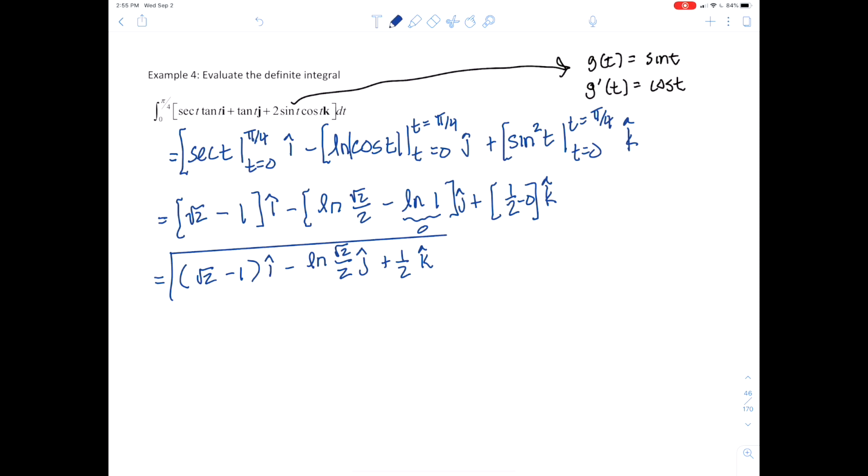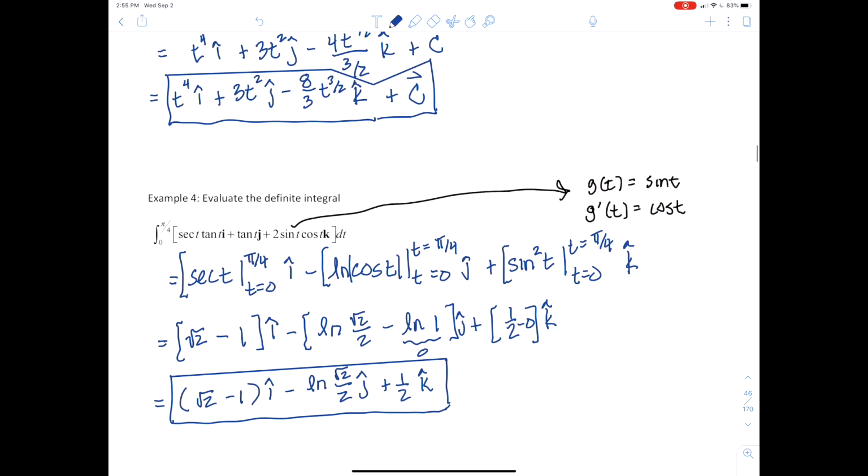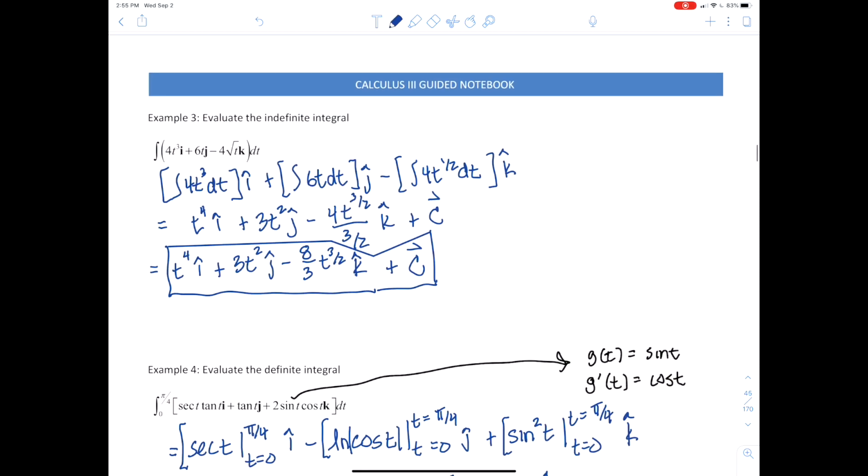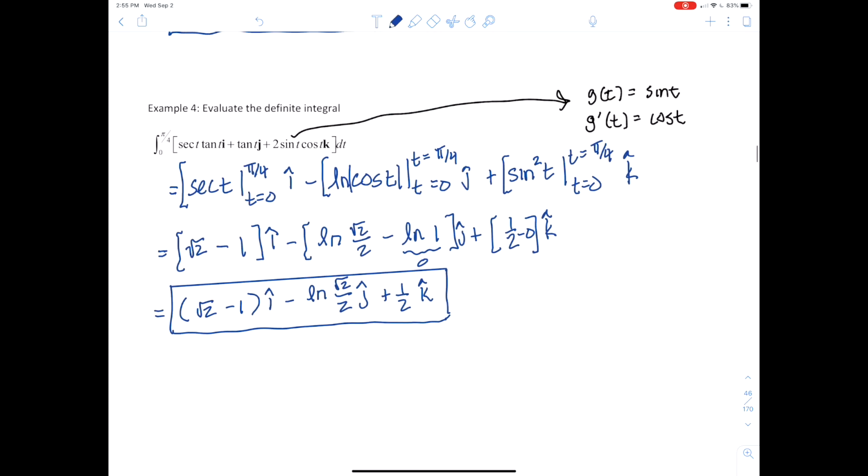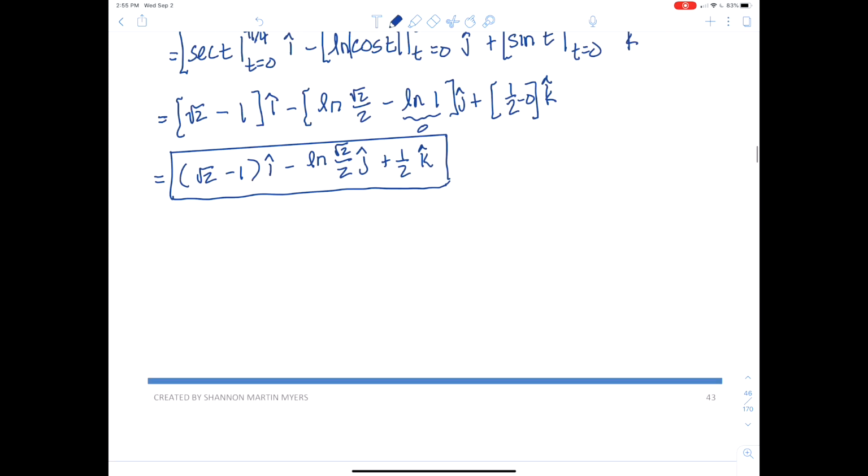Now notice, when you do the definite integral, you get constant coefficients on the vectors i, j, and k. And when you do the indefinite integral, we got variable coefficients. Groovy? All right. And that ties it up for today.